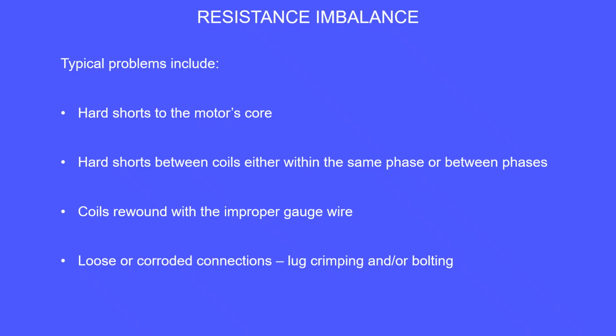Typical problems found with resistance imbalance testing include hard shorts to the motor core, hard shorts between coils, coils rewound with improper gauge wire, and loose or corroded connections due to lug crimp or bolt hardware.